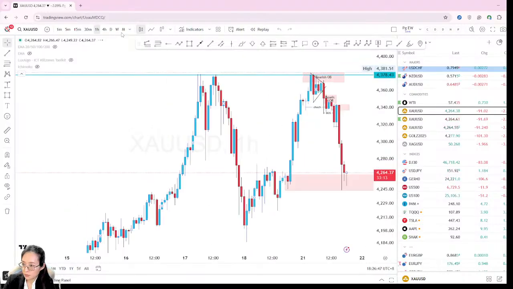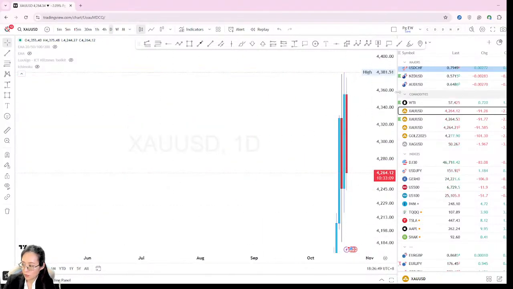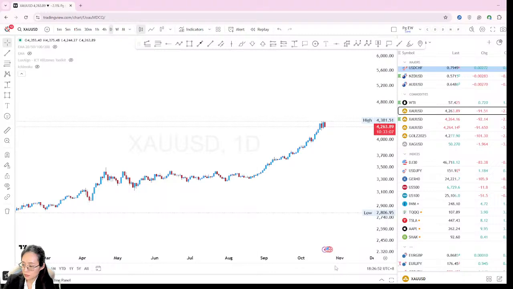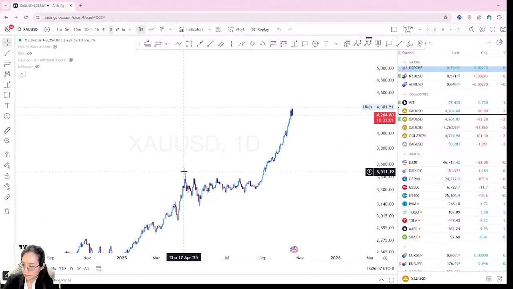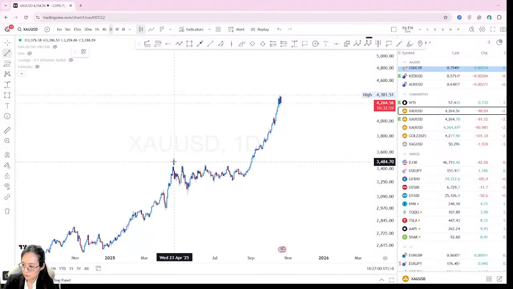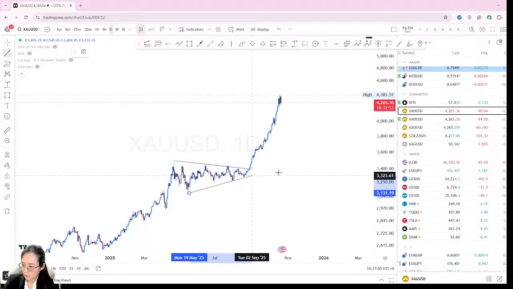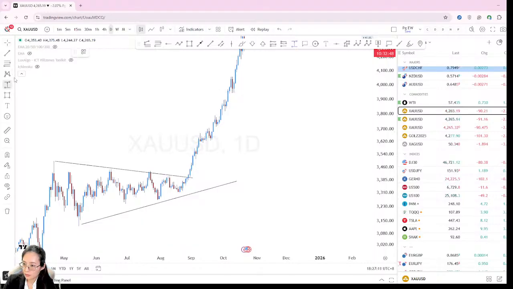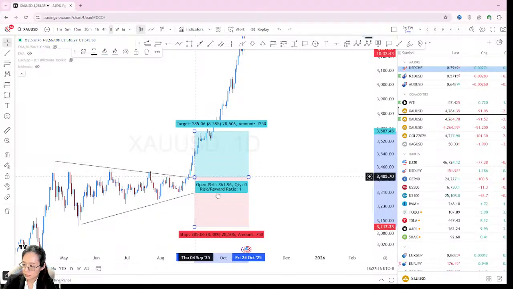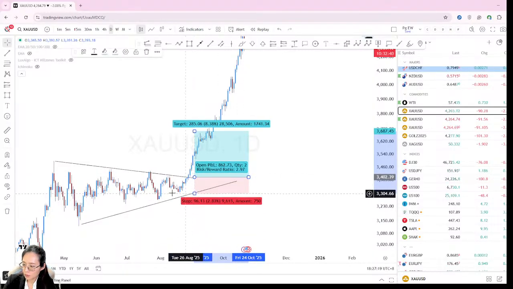Let's just say in D1. Okay, D1 here for gold, right? Let's say here. Okay, you're going to enter when it pulls back, right? Your pullback here. The stop loss you put below this low, or you can put it below the triangle.